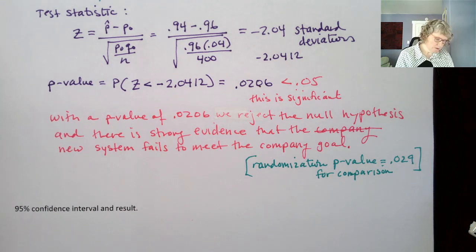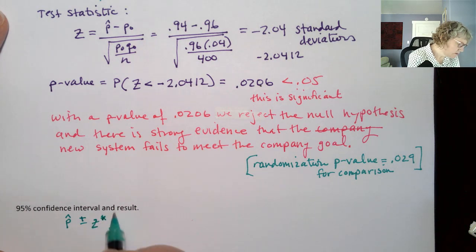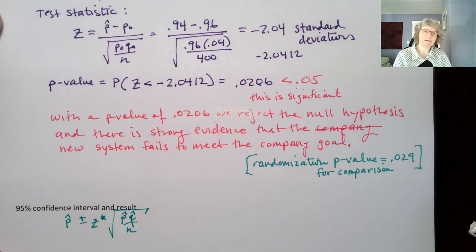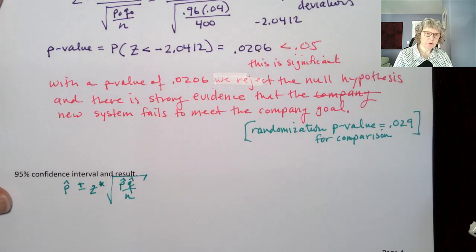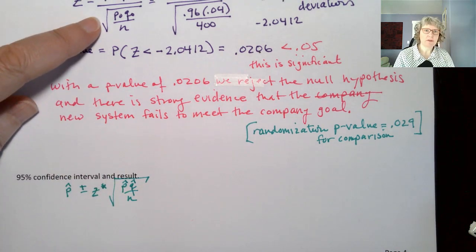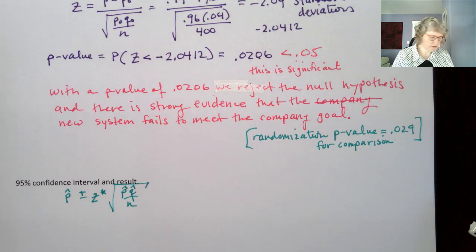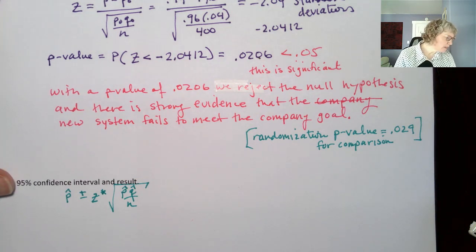Okay, so first I'm going to write out the formula again. p hat plus or minus z star times the square root of p hat q hat over n. Okay, remember these agree sometimes and sometimes not. They use different values for the standard error, right? This one uses p hat and our hypothesis test uses p naught. So depending on how far away those are, could affect our results.